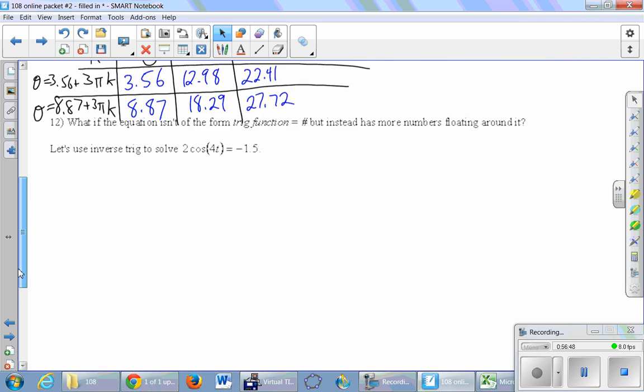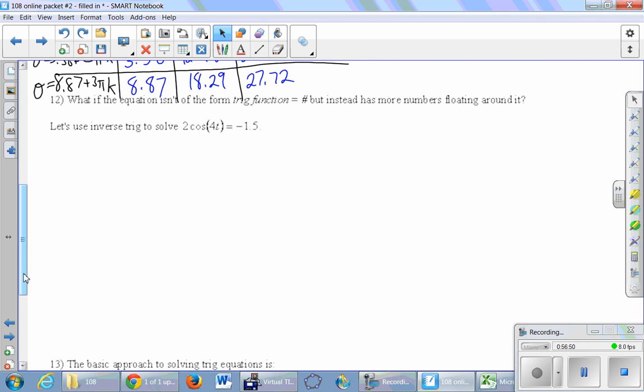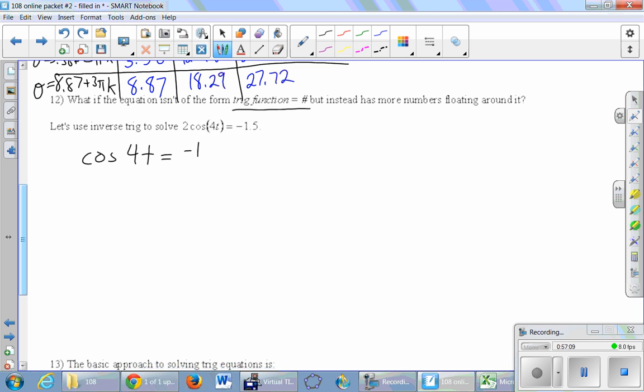Okay, moving on to number 12. What if the equation isn't of the form trig function equals number, but instead has more numbers floating around it? Let's use inverse trig to solve 2 cosine 4t equals negative 1.5. So the first step, and again there's a process, it's right down below, is to make it look like trig function equals a number. So let's divide both sides by 2. Now it looks like trig function equals number, and we can solve it in the same way that we did up above.